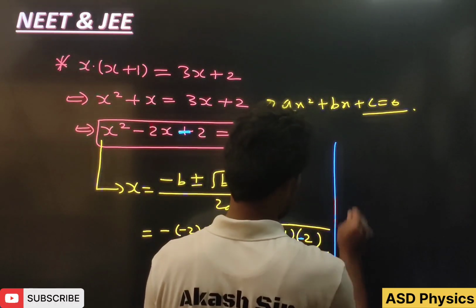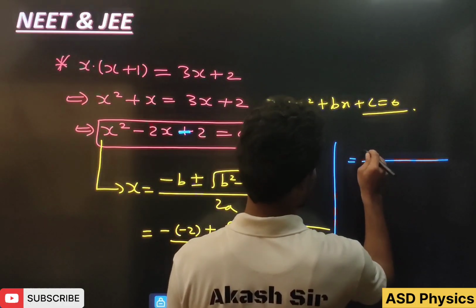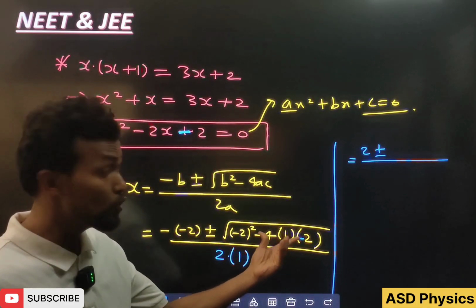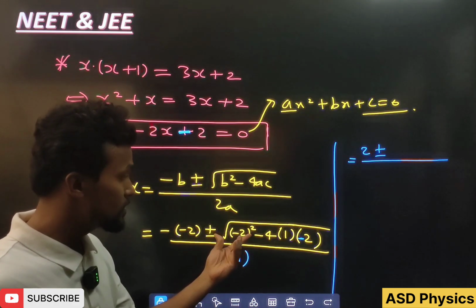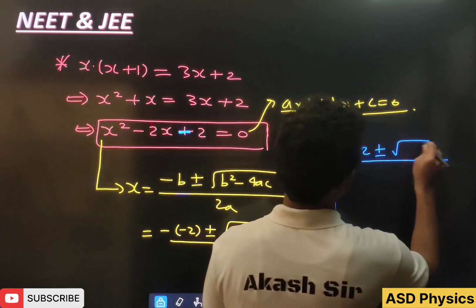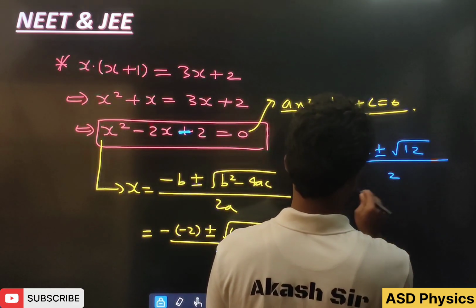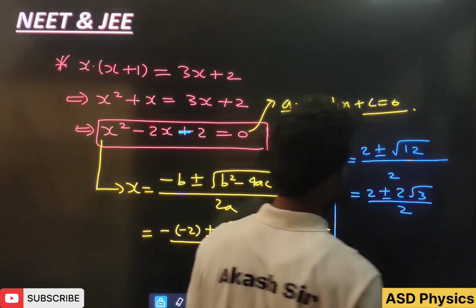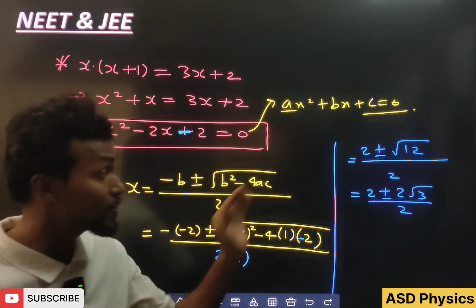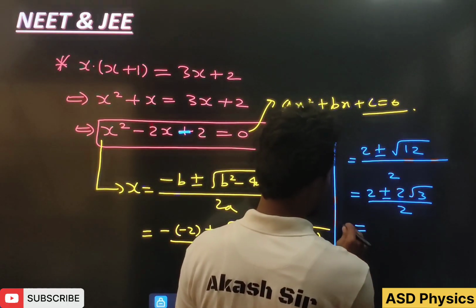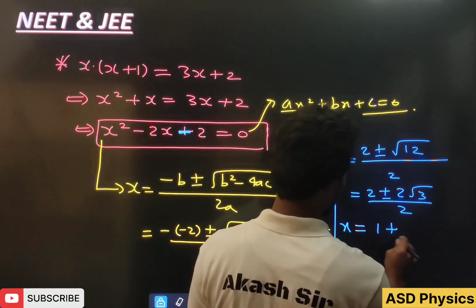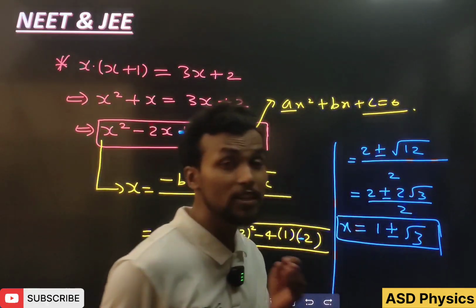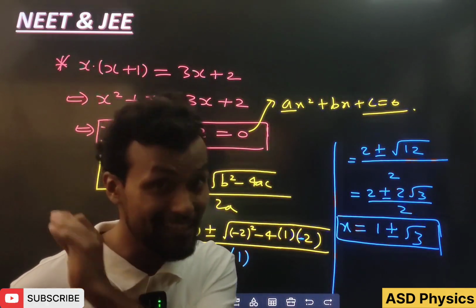Let me write the simplified value here. So 2 plus minus, this one will come: 4 into 2 is 8, and 8 plus 4 is 12. So root 12 by 2. So 2 plus minus, we can write 2 root 3 by 2, because root 12 means we can write 2 root 3. When we simplify, the x value will come as 1 plus minus root 3. And students, remember that here root 3 value is 1.732, and resistance cannot be negative.